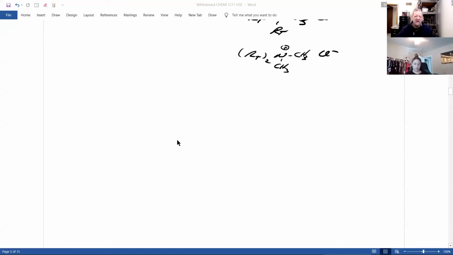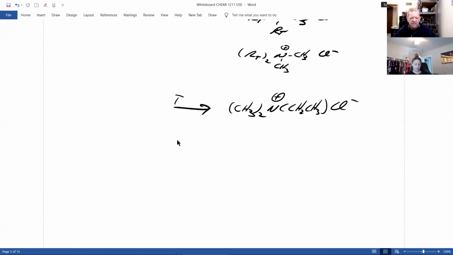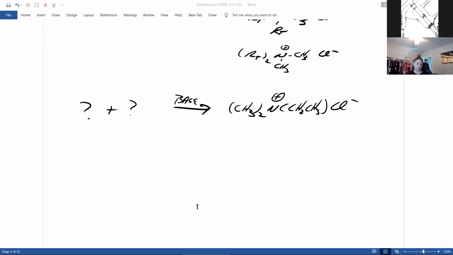Oh, let's have some fun with quaternary ammonium reactions. And the question is, what two starting materials would you react with base to make that molecule? Your turn. I'll be right back.